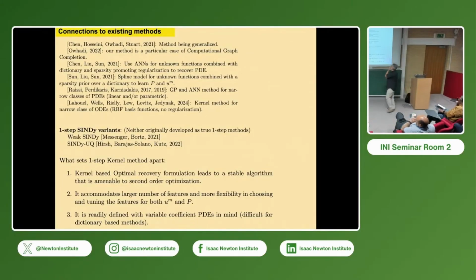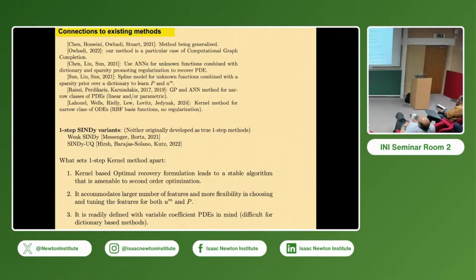Okay, so connections with existing methods. What I'm describing here is, in some sense, a generalization of a paper with Tifan Chen, Bamdad Hosseini, and Andrew Stewart. You are also going to find other one-step variants. There is a one-step SINDy variant, which is known as weak SINDy or SINDy UQ. And the sparse PINNs method that I just described earlier, that's a one-step method, right? You recover everything at the same time.